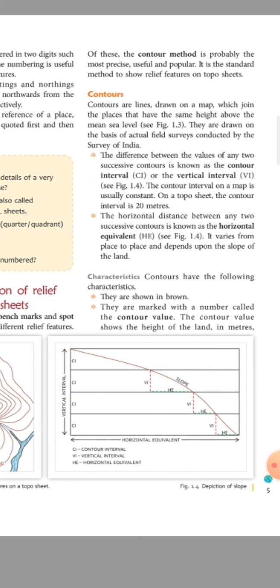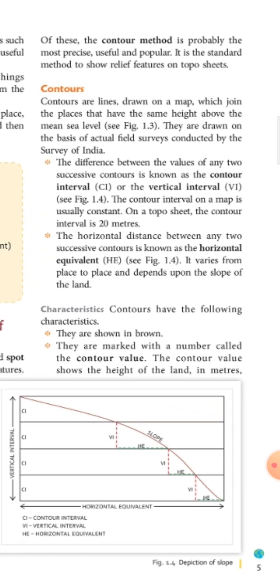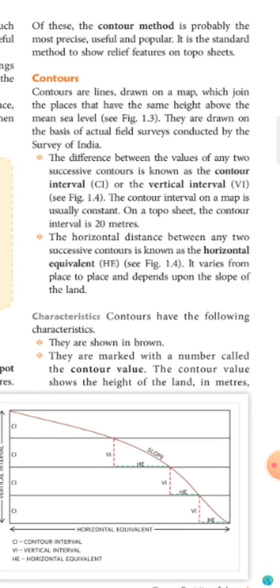Contours. The difference between the values of any two successive contours is known as the contour interval. What is called the contour interval? The difference between the values of any two successive contours is known as the contour interval.